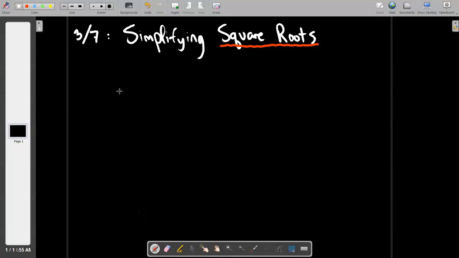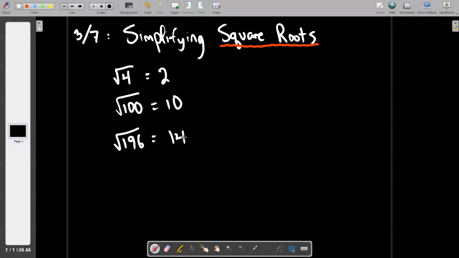So the idea is this. If I gave you the square root of 4, I trust you all know that the answer is 2, right? If I gave you the square root of 100, I trust you all know that the answer is 10. If I gave you the square root of 196, I trust that after at least maybe 4 or 5 seconds, you'd all figure out and agree that the answer is 14. These are all what we call squares. So 4 is a square. 100 is a square. 196 is a square. So when I ask you to square root a square, you just go, oh, that's just in my mind.